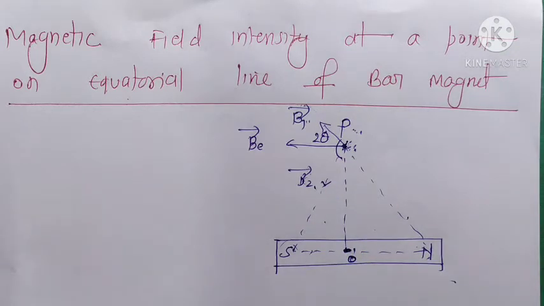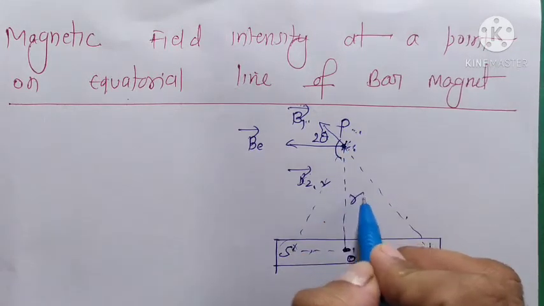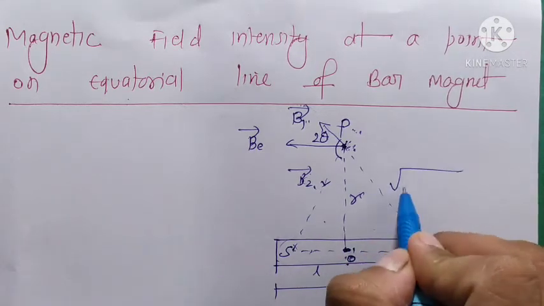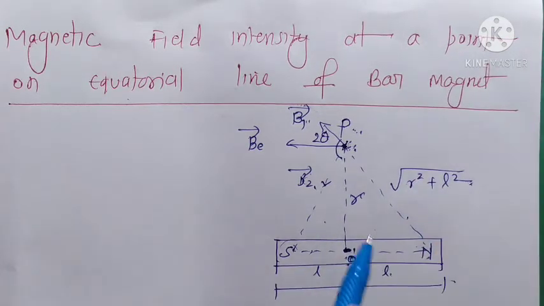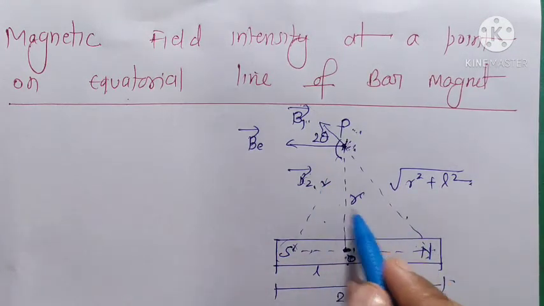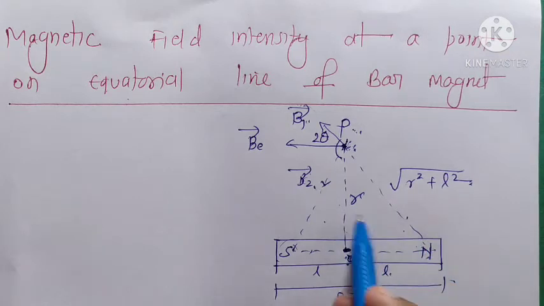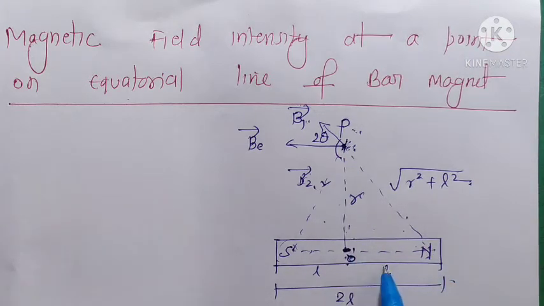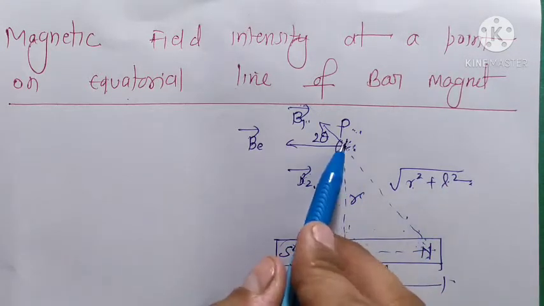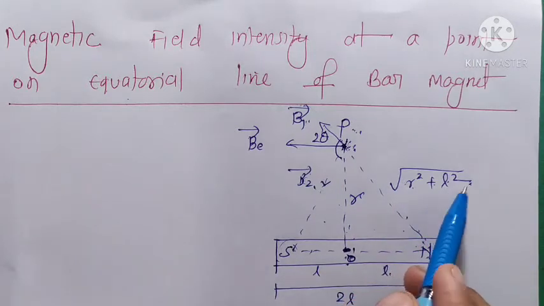Here this length is R, and the length of this bar magnet is 2L. O is the middle point, so this length is L and this length is L. Finally, the distance is the square root of R square plus L square, because when we see this angle PON, it is a right angle. So with this R and this base L, by Pythagoras theorem, the distance PN is the square root of R square plus L square.